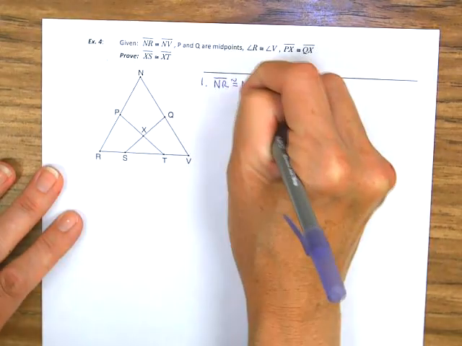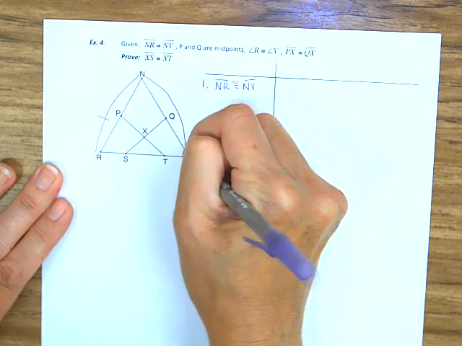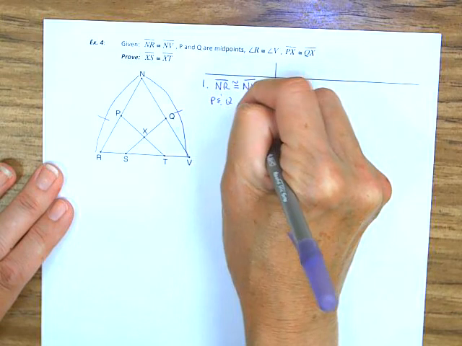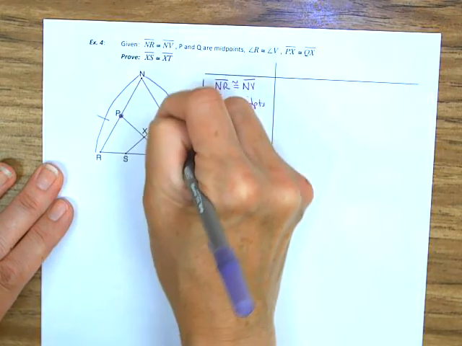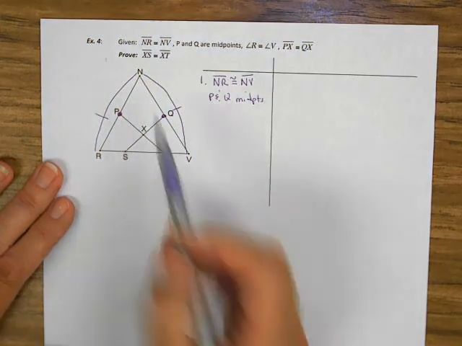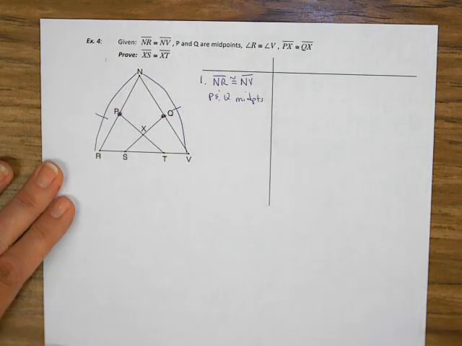NR congruent to NV. All right, NR and NV. P and Q are midpoints. All right, so if you stop right there, you should realize we can do something just with that bit of information. I have two midpoints and I have the bigs congruent. So I should be able to get the smalls congruent.